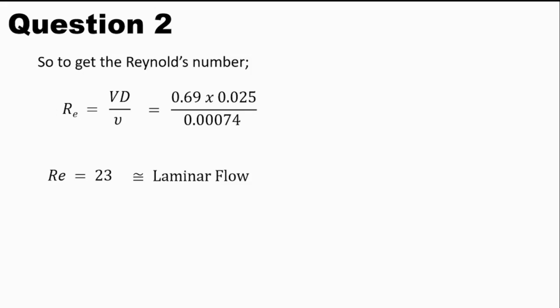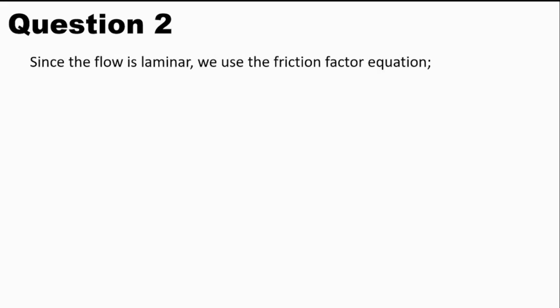So that means that our next step is to find the friction factor using the equation. Since the flow is laminar, we can use this equation right here to find the friction factor. So we put in the value of the Reynolds number, which is 23 right here. When we divide 64 by 23, our friction factor is 2.78. The friction factor has no dimension. All right.